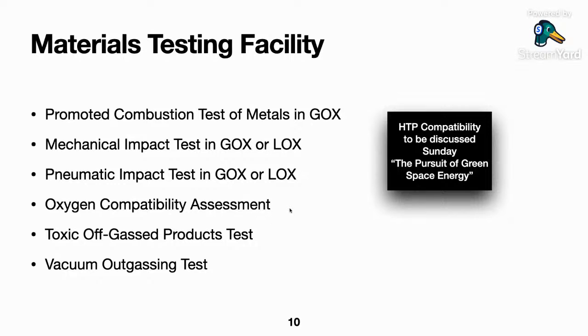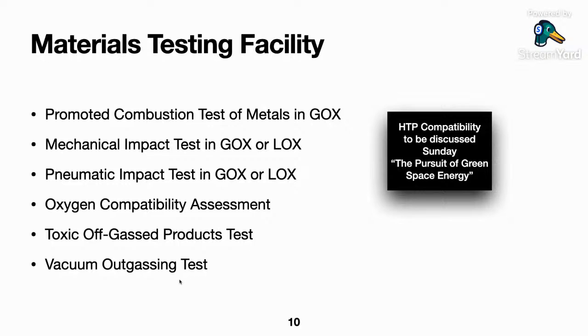Oxygen compatibility assessment, this is just a document that is produced on a particular material where we assess how good is it to use. A toxic off-gas products test, this is in a totally different direction. Here we put various materials or devices. We might put a laptop computer that we're going to take to the space station inside of a metal container, and we would heat it just a little, probably around 60 degrees centigrade. And we would then take the gas that's inside the chamber and use a gas chromatograph mass spectrometer to see if it's producing anything that's considered to be toxic, because we don't want that happening in a contained environment such as the space shuttle or the International Space Station.